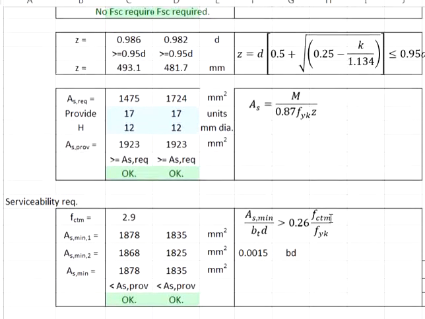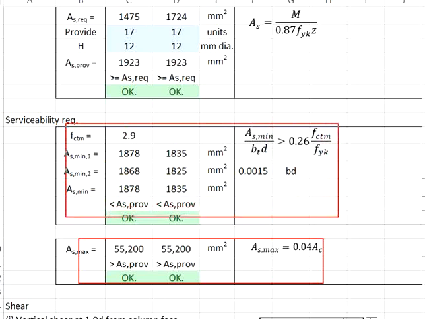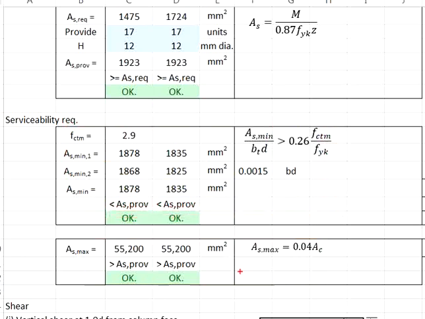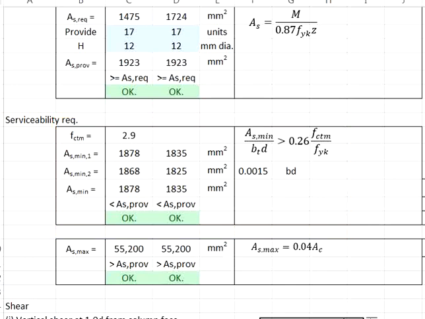Not only that, we also need to consider the maximum and the minimum bar area. The As maximum prevents the pad footing from being over-reinforced, in order to avoid brittle failure of the member. As for the As minimum, it is a measure to control cracking.